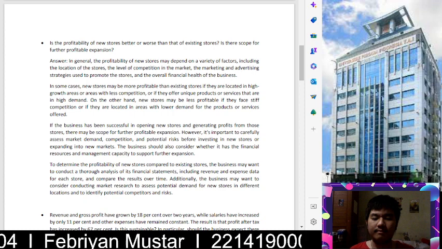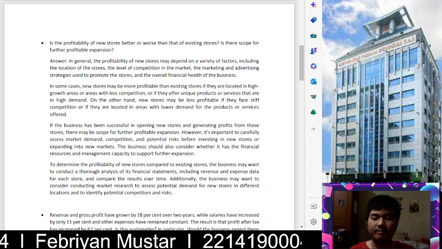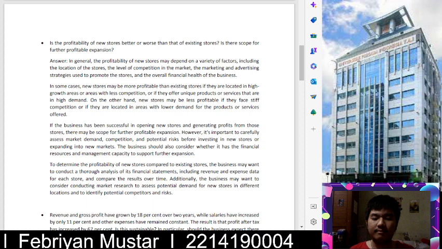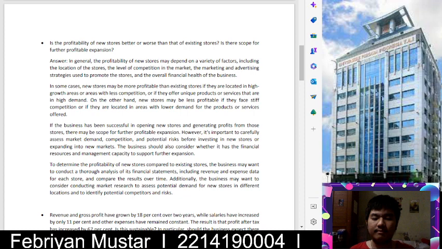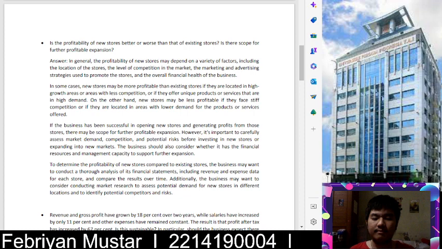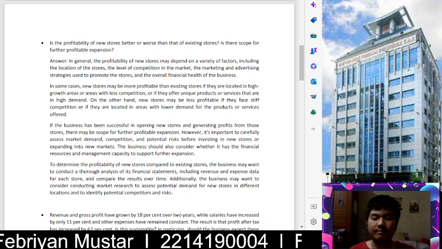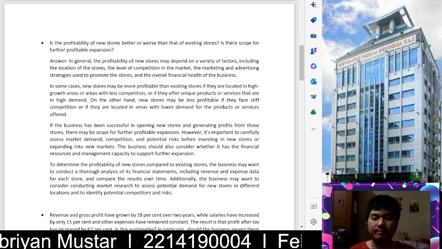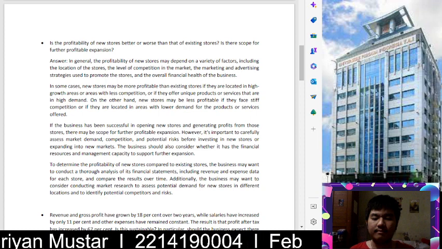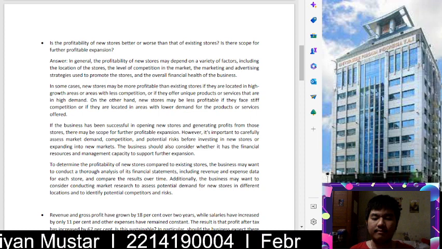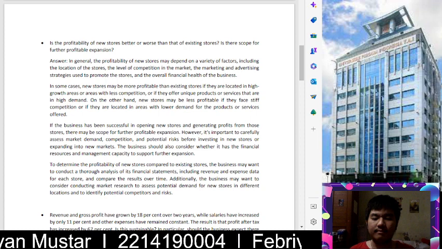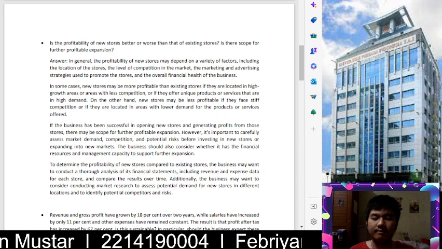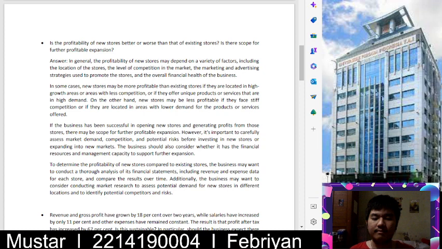In some cases, new stores may be more profitable than existing stores if they are located in high growth areas or areas with less competition, or if they offer unique products or services that are in high demand. On the other hand, new stores may be less profitable if they face stiff competition or if they are located in areas with lower demand for the product or service offered.